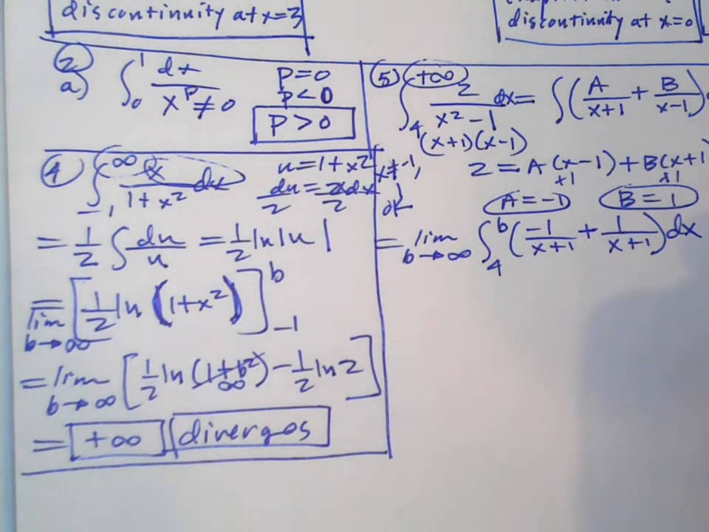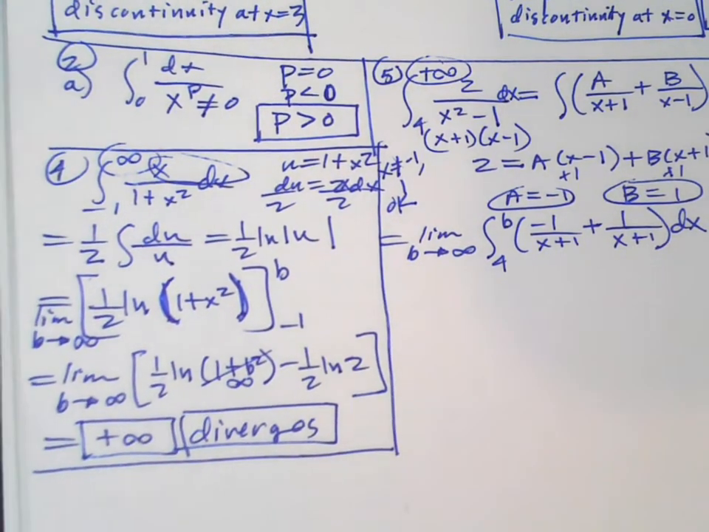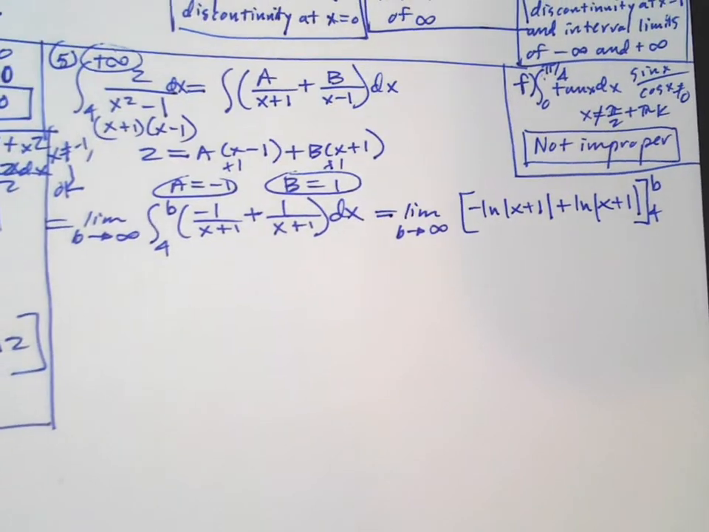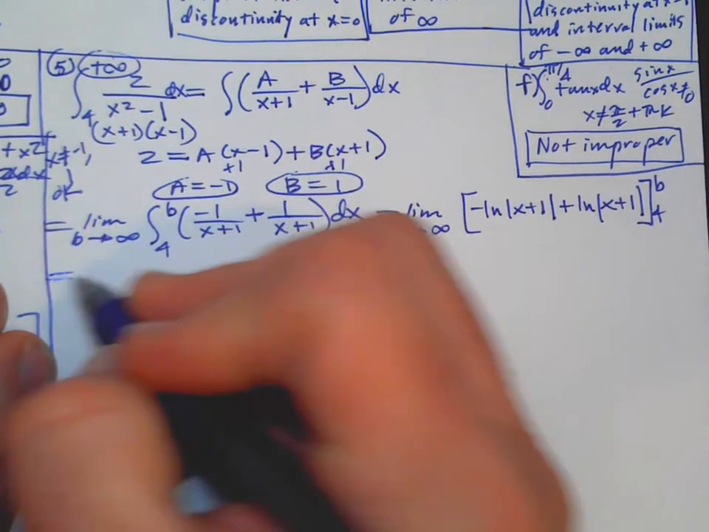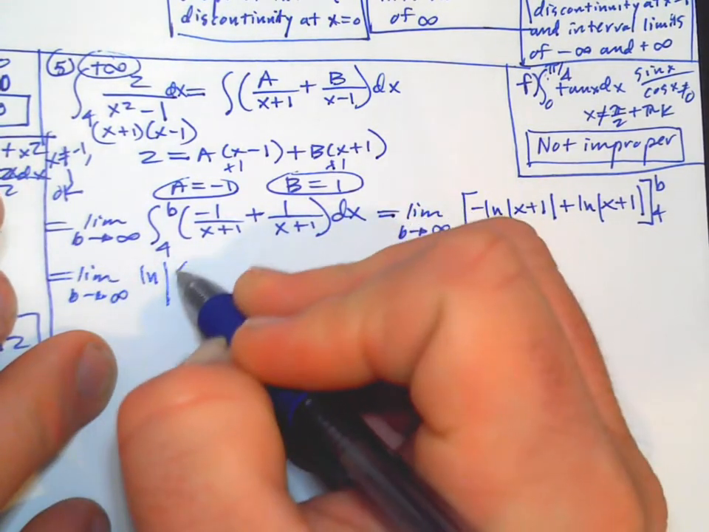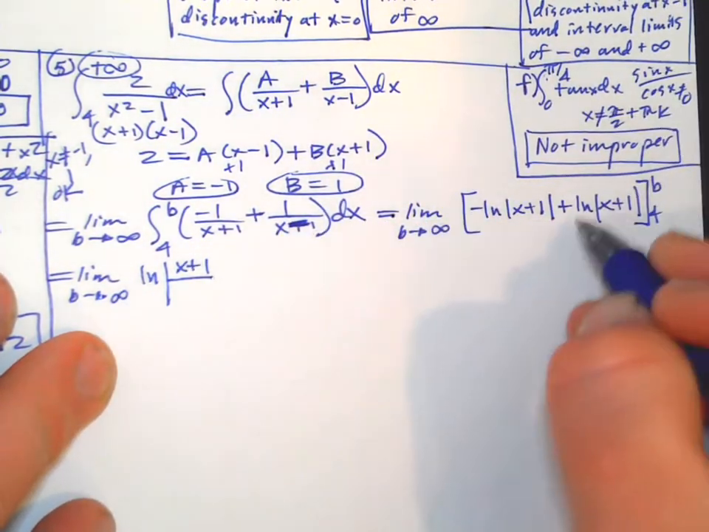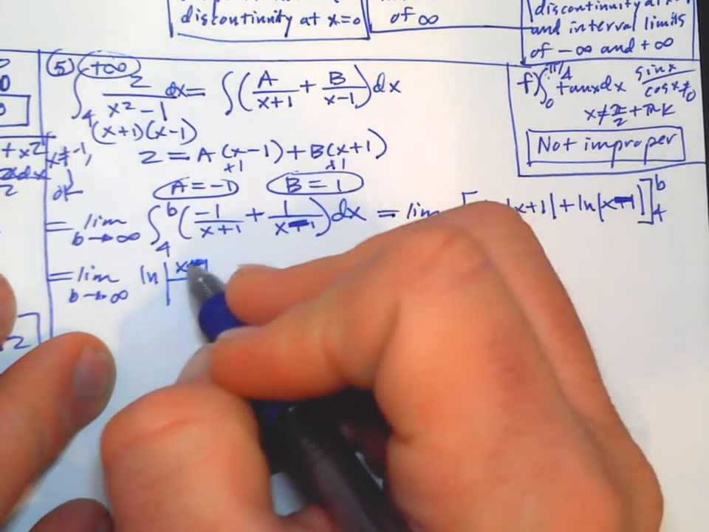So we're going to integrate. Limit as b goes to infinity of negative natural log the absolute value of x plus 1 plus natural log the absolute value of x minus 1, from 4 to b. Probably combine those together. Limit as b goes to infinity of natural log the absolute value of, I messed up something, let me see. It's supposed to be minus there. x minus 1 over x plus 1.